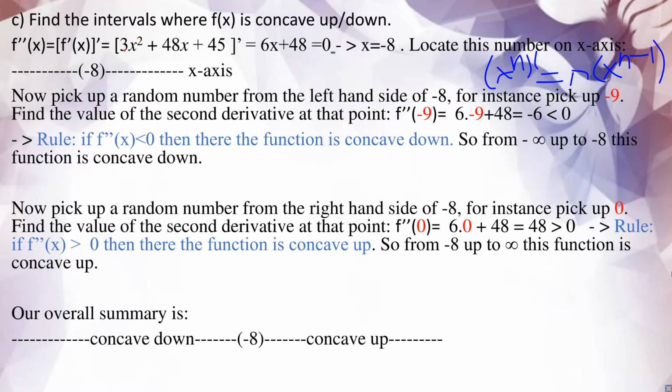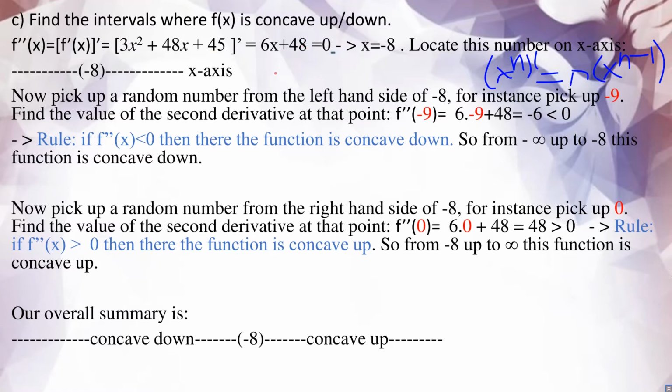Power comes to the front, 2 times, and there is already a 3 there, so 3 times 2 is 6. Power minus 1, 2 minus 1 is 1, so we don't bother writing it. Plus 48. Derivative of x, don't calculate, memorize. It's 1, so I don't bother writing it. And the derivative of a number is 0 from rule 1, and I don't bother writing it.